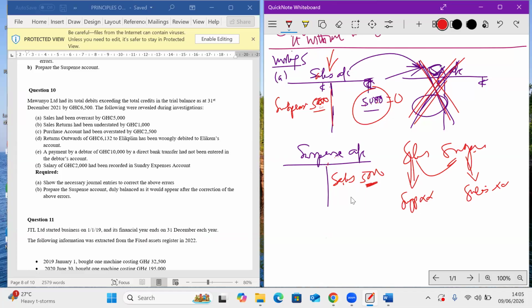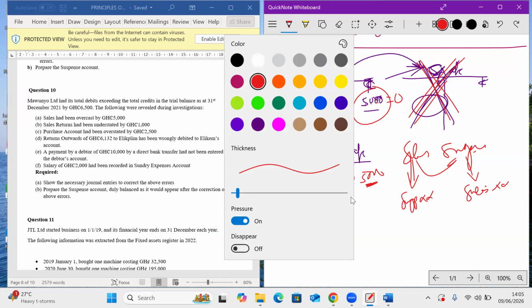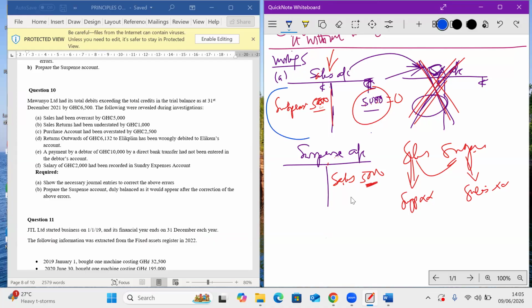Are you getting it? Yes. Now, pay attention. I have corrected the error. How do you know I've corrected the error? You can see it here. I've corrected it here. I've corrected it there. Then I will go to the mother suspense account. In the mini suspense account, in the small boy suspense account, which side was it recorded? Was it on the debit side or credit side?